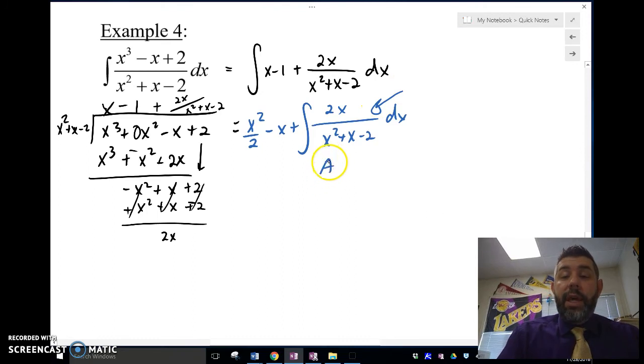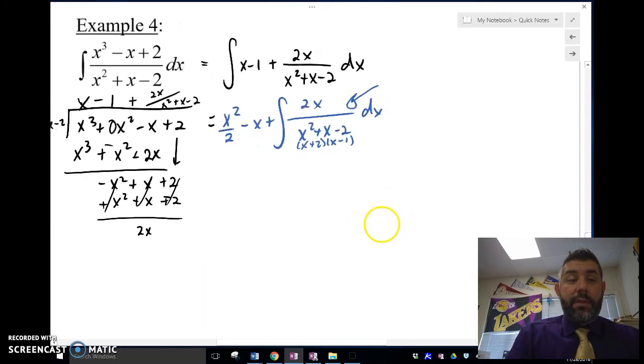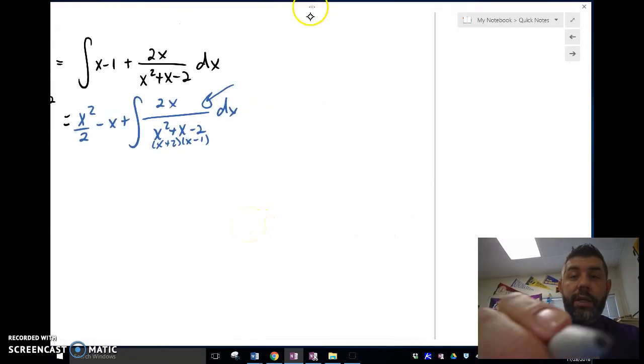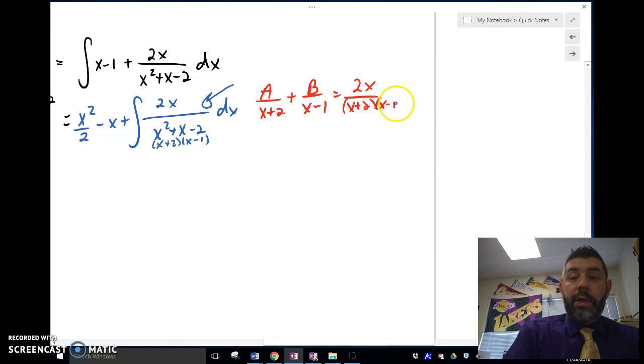If I factor this out, this is going to be x plus 2, x minus 1. So I'm going to have A over x plus 2 plus B over x minus 1. Okay, guys, I'm going to do this work on the side here. So I'm going to have A over x plus 2 plus B over x minus 1 equals 2x over x plus 2, x minus 1.